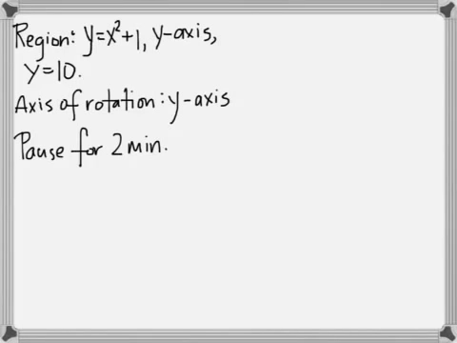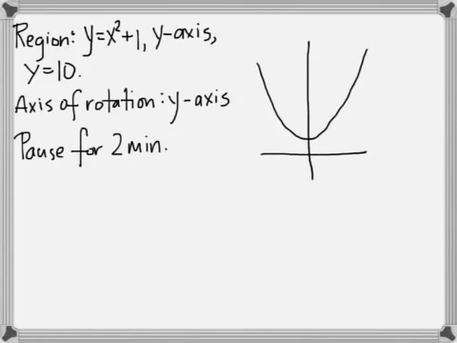All right, so let's see what I did. So here's my sketch of the curves. I've got y equals x squared plus 1, y equals 10. My axis of rotation is the y-axis. And the trick here, it's not really a trick, it's just you have to be on your toes, paying attention to what's going on.